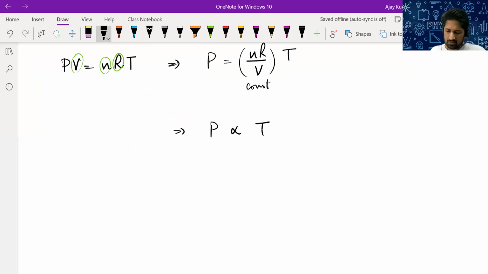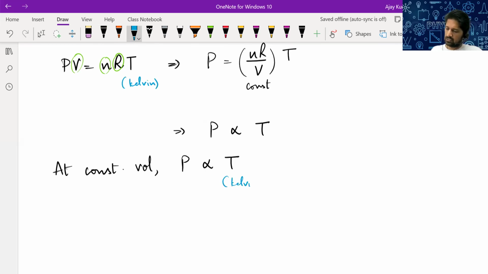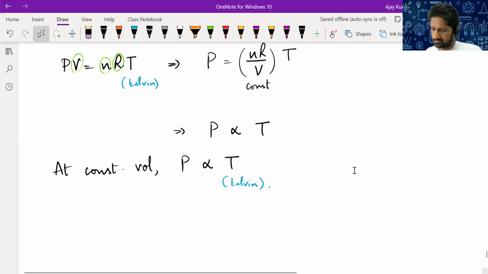So at constant volume, pressure of a gas is proportional to its temperature. And we are getting this from the ideal gas equation. In an ideal gas equation, temperature must be in Kelvin, absolute temperature. So here also the temperature has to be in Kelvins only. Then pressure will be proportional to temperature. That is what happens in an isochoric process.